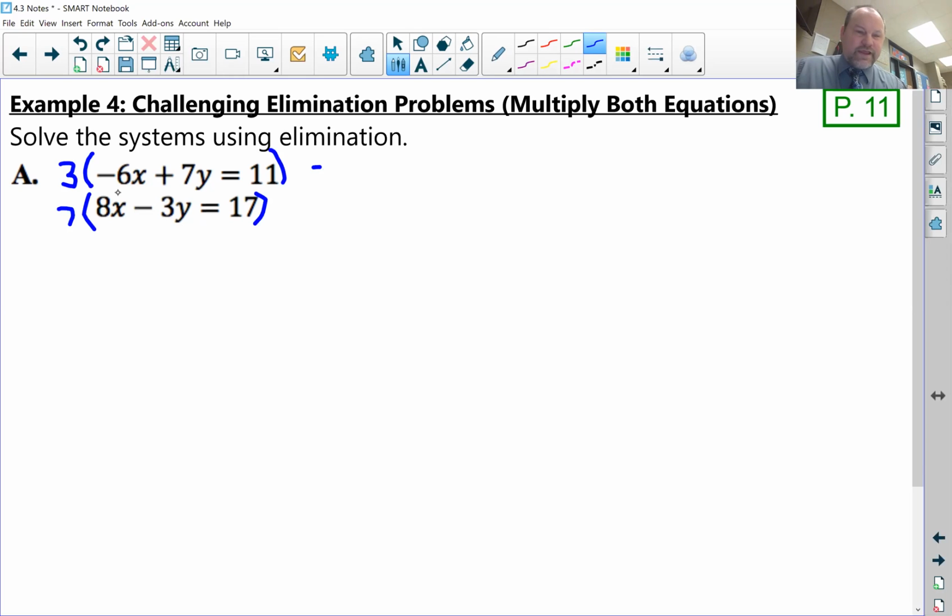You could do the same thing with the 8 and the negative 6. You could multiply the top equation by 8, the bottom equation by 6, a little bit bigger numbers, but you should get the same answers. So this gives me negative 18x plus 21y equals 33. And 8 times 7 is 56x minus 21y equals 119. You'll notice right away, if I have to multiply both, my numbers get to be pretty big.